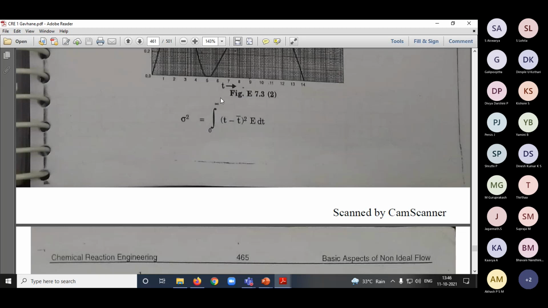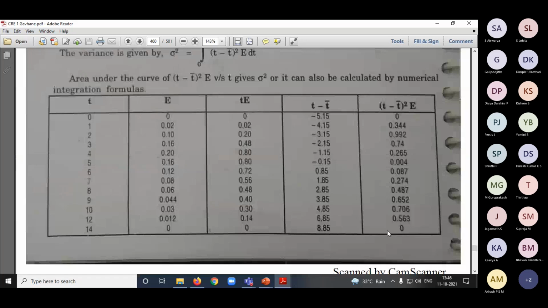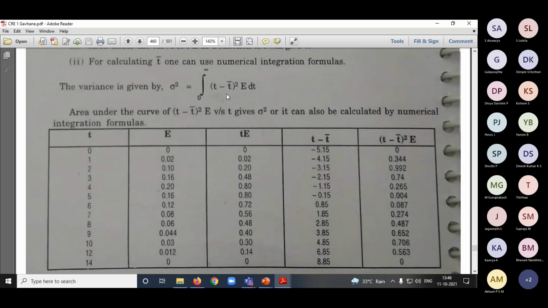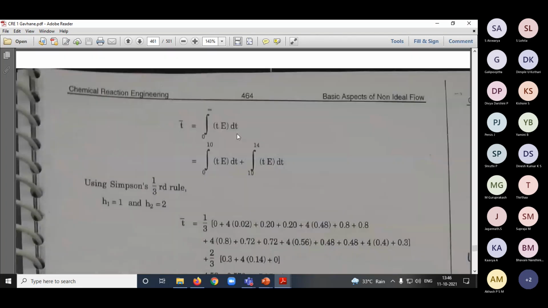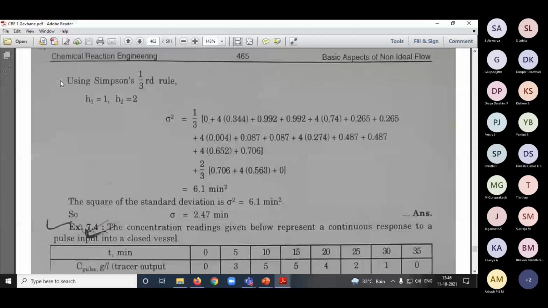If you can calculate the integral, it is fine, or you can go for a tabular column, and then the sum of the tabular column is nothing but the area under this particular curve, right? So you can calculate that variance also. So he is using again the 1/3 rule for the variance, because since an integral is there, you can do it by numerical methods also. So Simpson's rule, if you put it, the variance is 2.47.